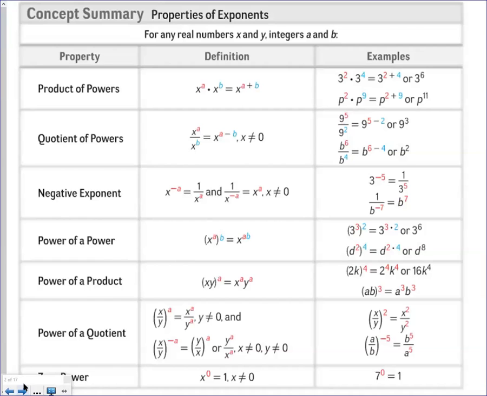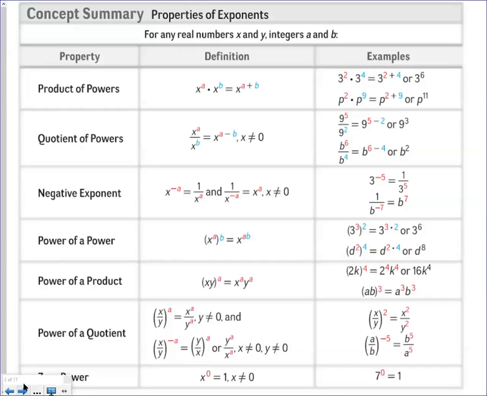So for any real numbers x and y and integers a and b, the product of powers is if you have the same base for both, then you add the powers. Right, so this would be like the examples here. If you had 3 squared times 3 to the 4th, that is the same as 3 to the 2nd plus 4, right? Which is 3 to the 6th. The same works for a base value like p or something like that.